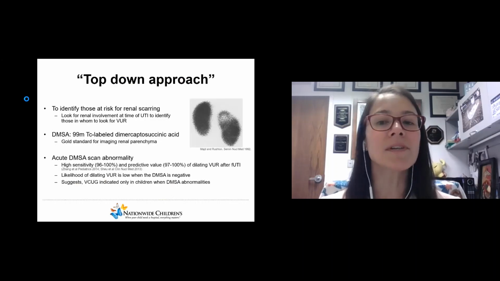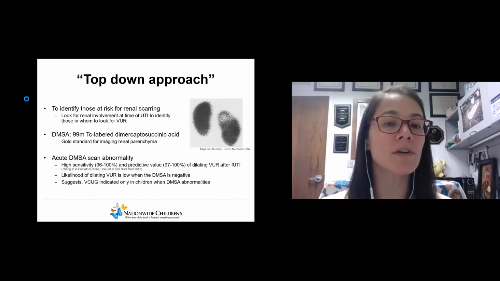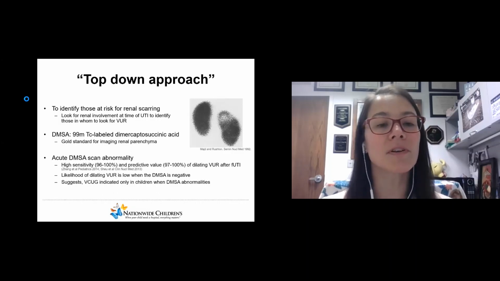So as a mechanism to identify those at risk for renal scarring, there's something called the top-down approach to diagnosing reflux. This looks for renal involvement at the time of infection to identify those in whom we might want to look for reflux. It uses a DMSA, which is the gold standard for imaging renal parenchyma.